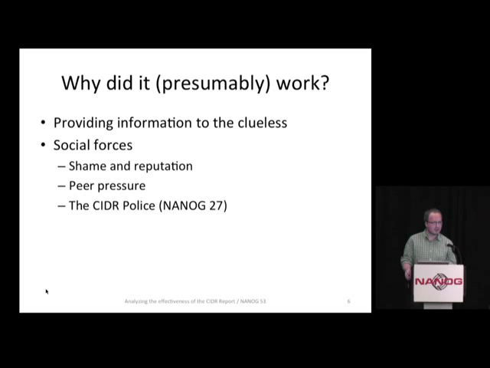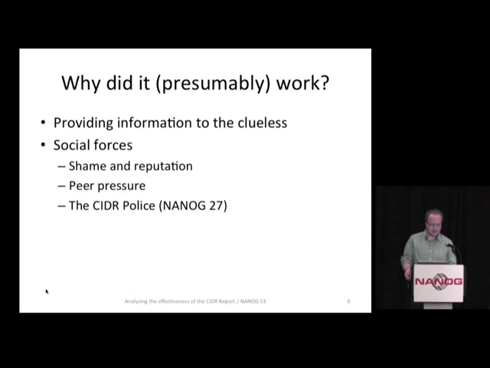And so this includes, if you're worried about appearing on the report, you may feel some shame in wishing to maintain your reputation in the community and adjust your behavior. And even if you don't care, your peers may care about what you're doing, and so they apply peer pressure to you, in these meetings, on the mailing list, or in other dealings that you have with them.